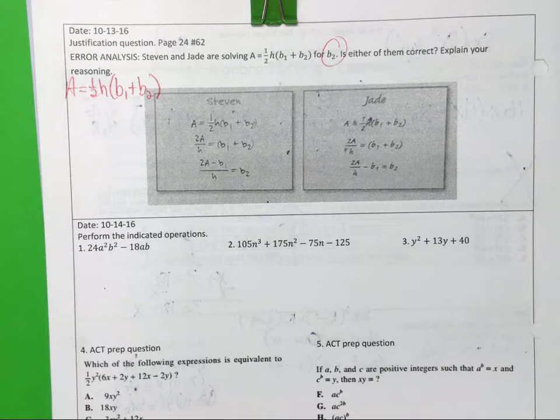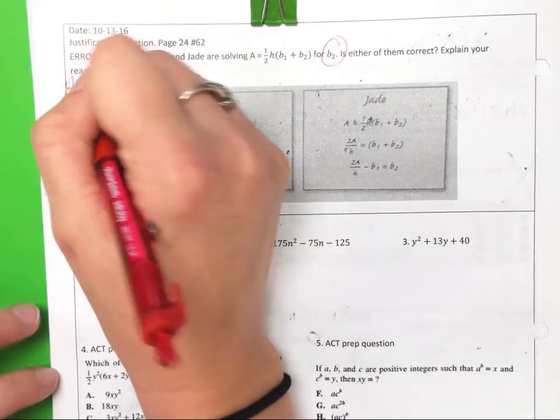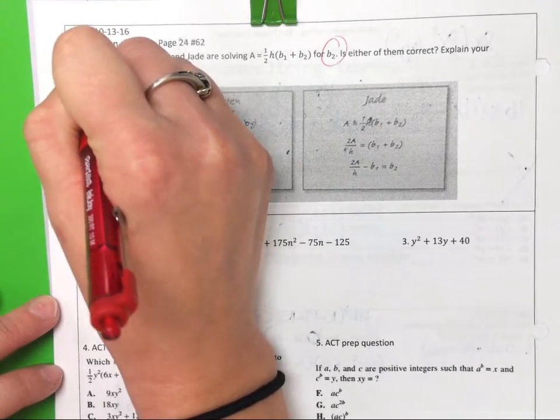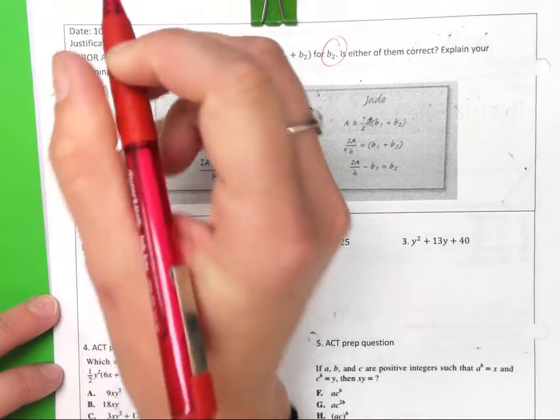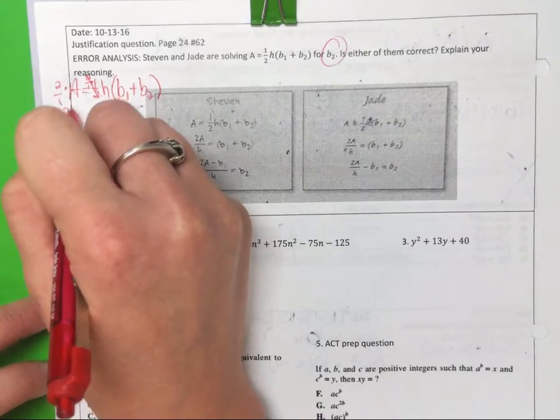I don't want to divide by a fraction. What do I do to get rid of a fraction? Multiply by what? The reciprocal. Very good. So 2 over 1 is just 2, right?